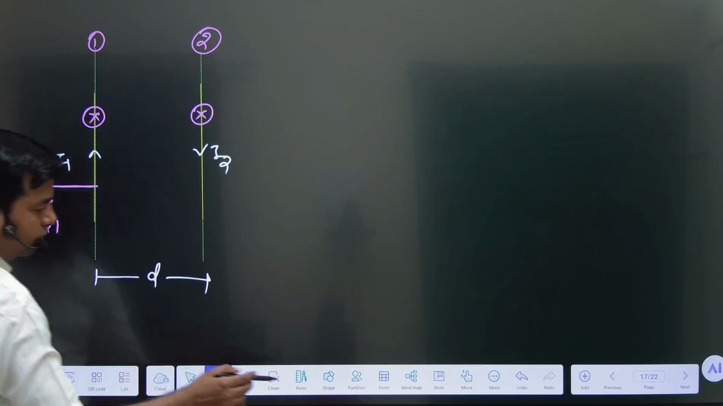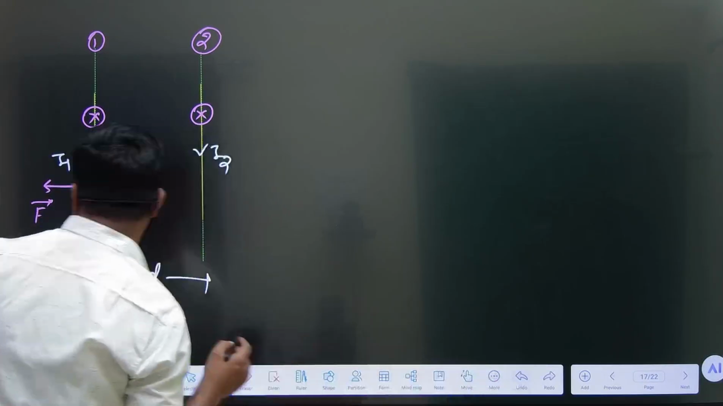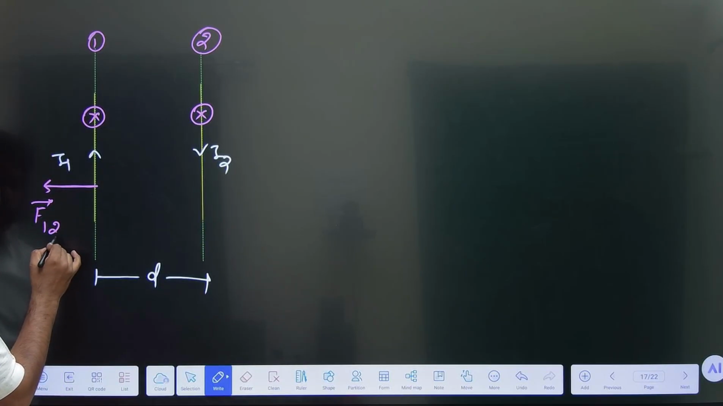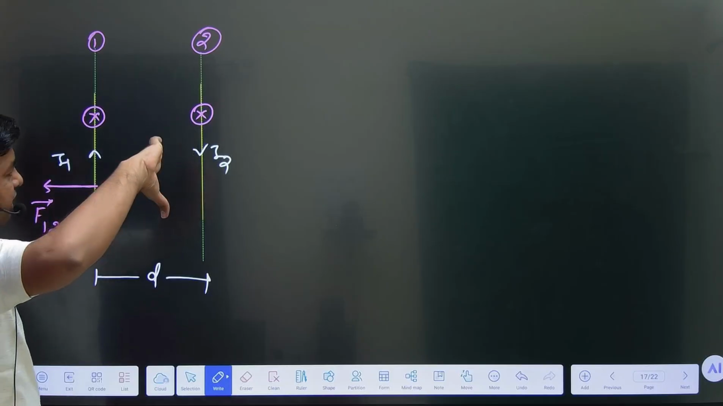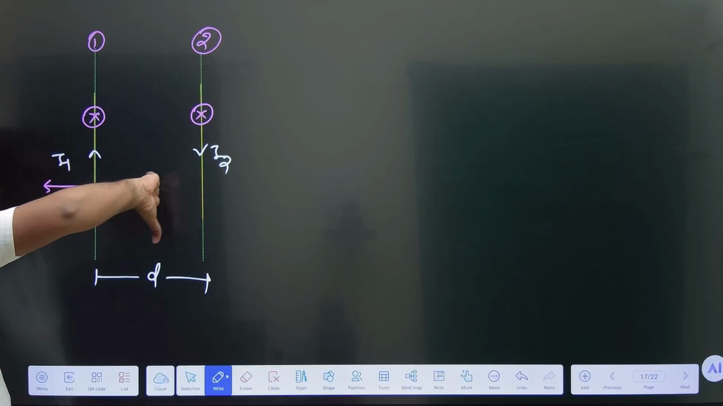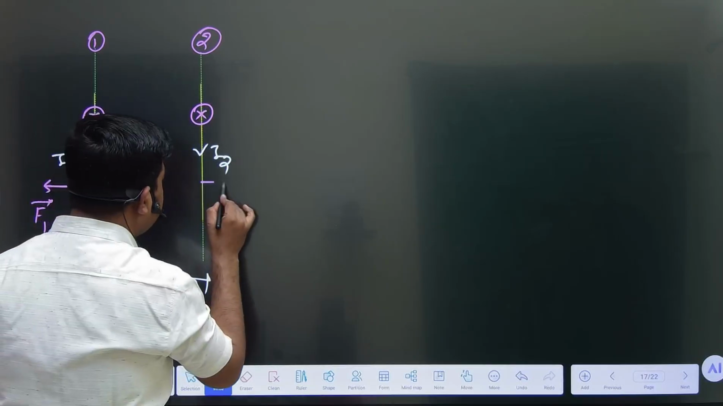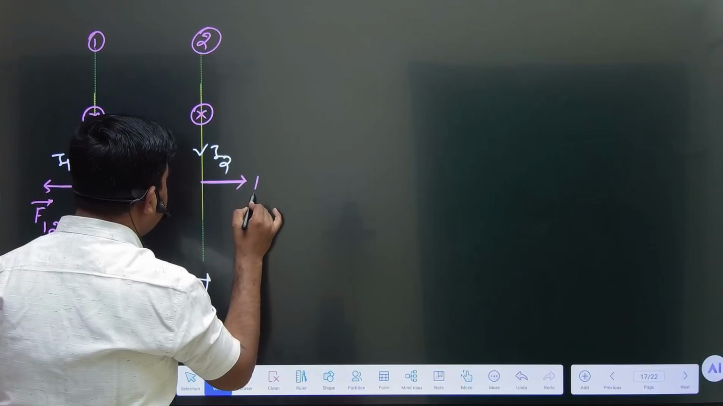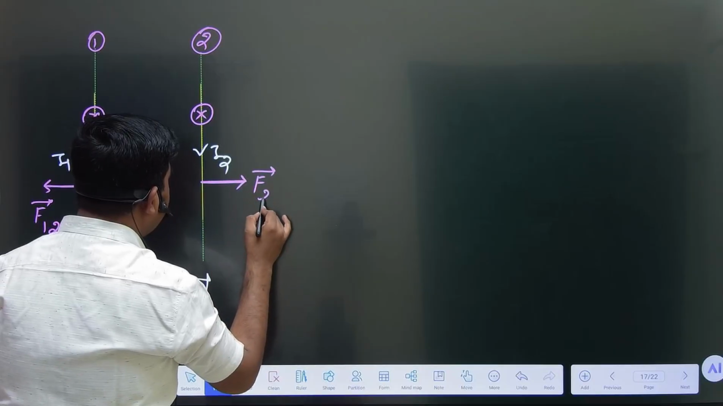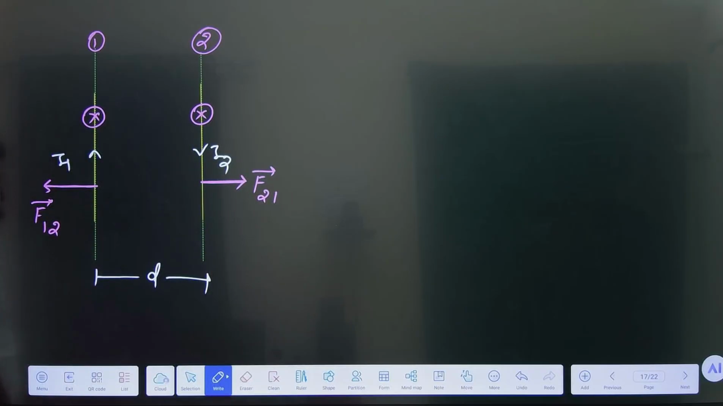F vector 12, the force on the first due to the second. Here also the magnetic field is inward and the current is downward. The force is away, so this is F vector 21, the force on the second due to the first.